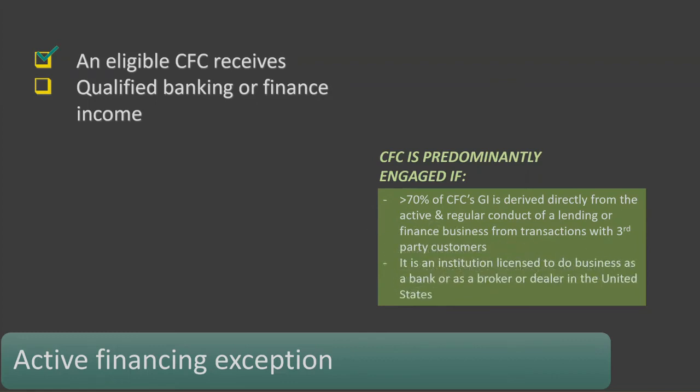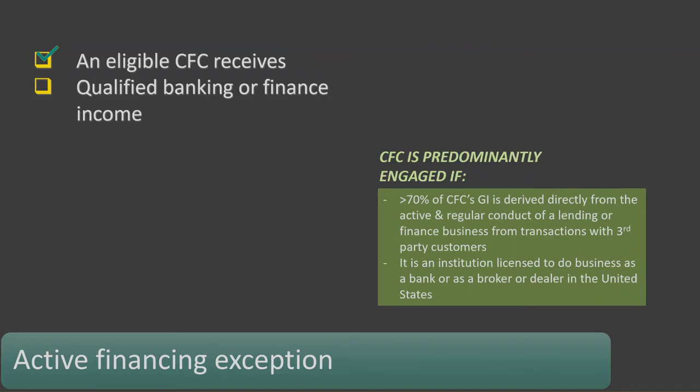The regulations define this to be either more than 70% of the gross income of the CFC is derived directly from the active and regular conduct of a lending or finance business from transactions with customers that are not related persons. So not related is very important. Or the CFC is engaged in the active conduct of a banking business and is an institution licensed to do business as a bank in the U.S. Or the CFC is engaged in the active conduct of a securities business and is registered as a securities broker or dealer.